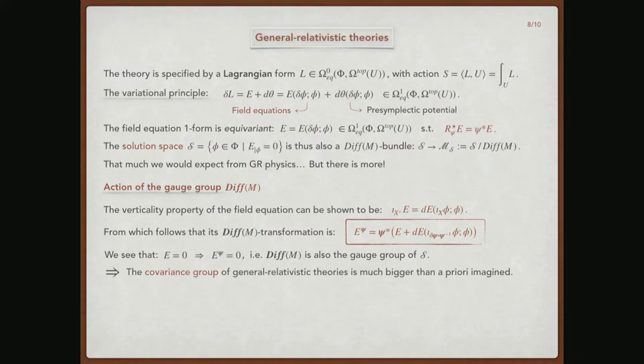Which means that the covariance group of general relativistic theories is much bigger than you would imagine a priori. You would have imagined that it is just, so to speak, the field-independent diffeo, but it turns out it comprises also a priori all the field-dependent diffeomorphisms, which is non-trivial. And I think the first to have noticed this, I don't know if it was written there.